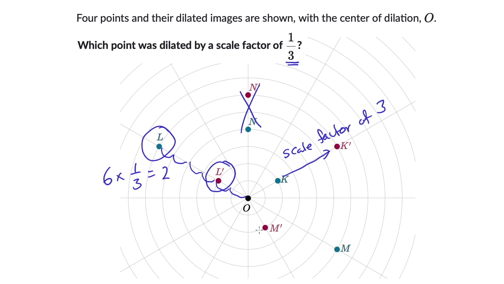And then if we look at M and M prime, M is 1, 2, 3, 4, 5, 6 away. M prime is 2 away. So you might say, hey, that feels like a 1/3 scale factor, except for the fact that they're not in the same direction from the center of dilation. If we start with M, we would get closer along this same line towards our center of dilation. So if this was truly a 1/3 scale factor, M prime would get right over here. It would be along this same direction towards this center. It would not be over there.